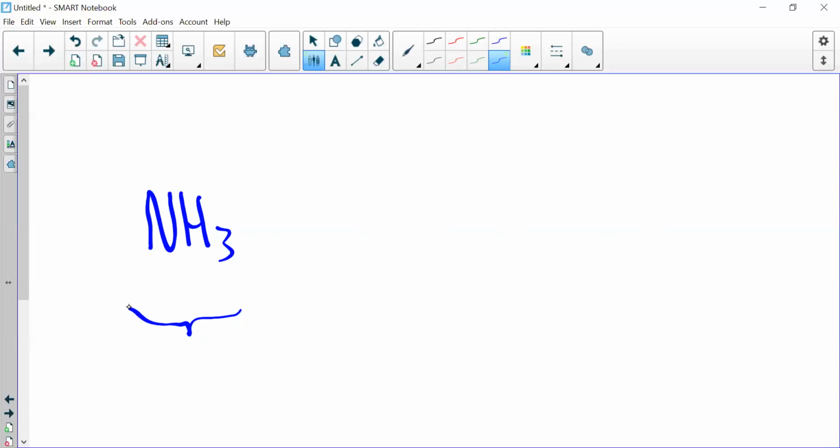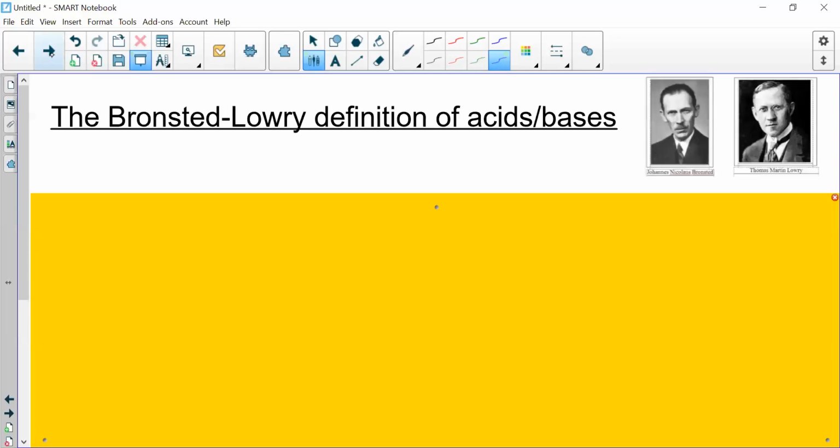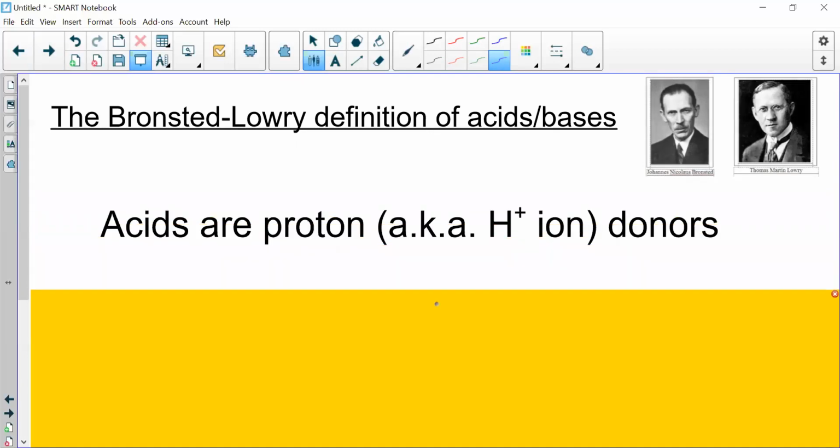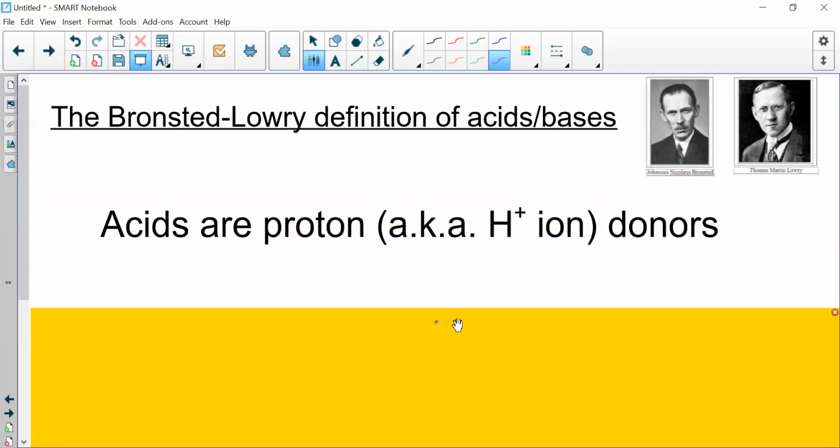So what this led to was an expansion of the definition of an acid and a base. So no longer does an acid have to have H+ in the front and a base have to have OH in the back. Here's the modified definition of an acid by the Bronsted-Lowry definition. Here's Johann Bronsted and Thomas Lowry. So according to this definition, first, an acid is going to be a proton donor. And here I said proton, aka H+ ion. This was something mentioned in the other video, and it's worth reiterating here.